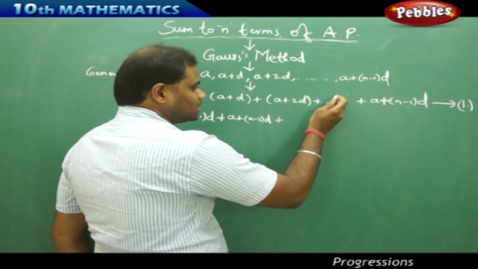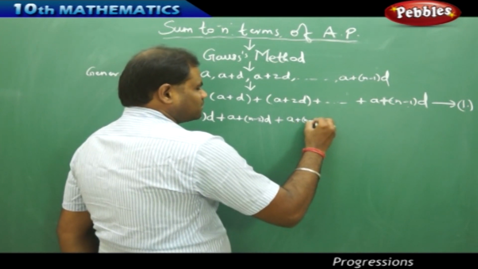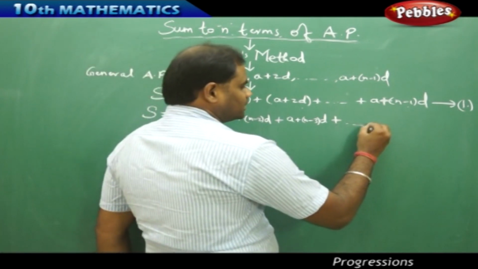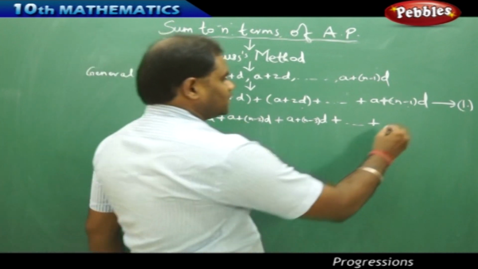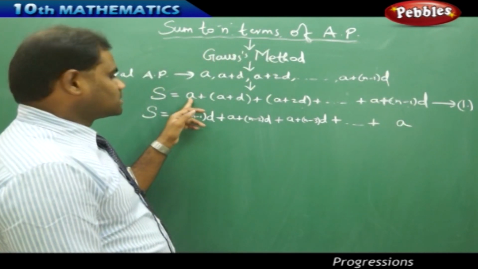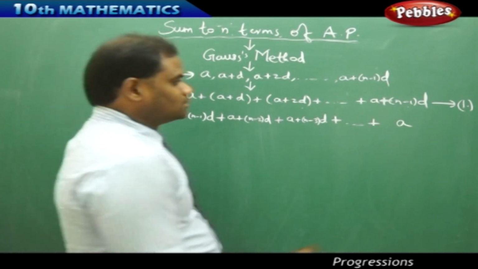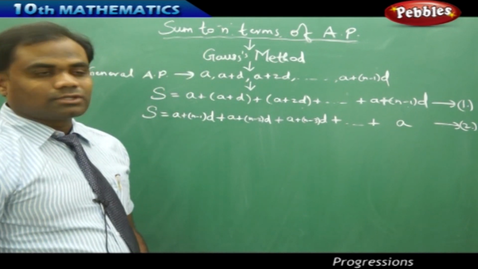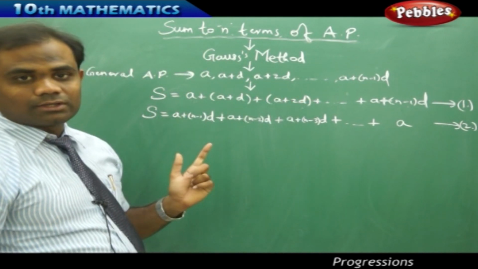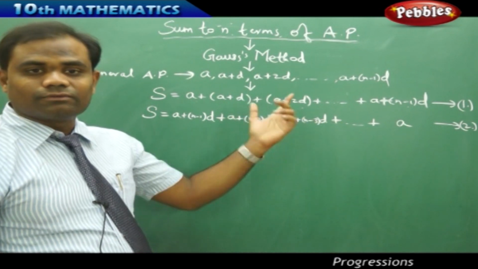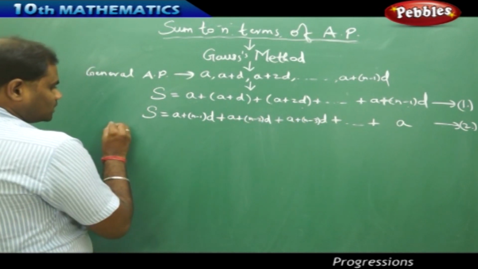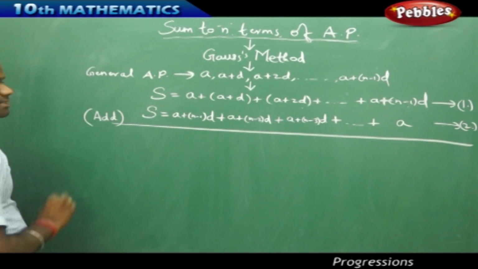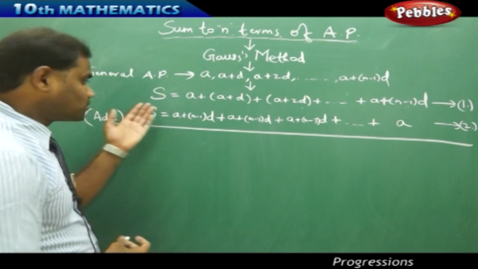Similarly, the third last term, that is a plus n minus 3 times d, will be the third term of this, so that finally I get the last term here as a, because the first term of the original comes out as the last term, and this is taken as equation 2. So this is how I arrange s in the reverse order, from the last term to the first term of equation 1. Then I take these two equations and add them up, because let's see what interesting thing happens when I add each of the sequences.